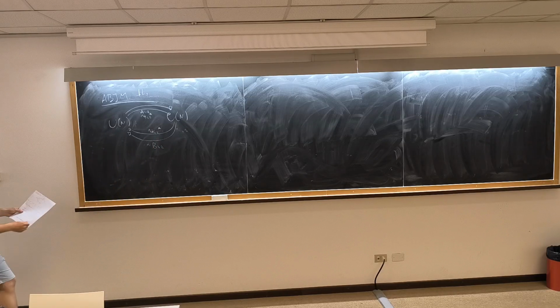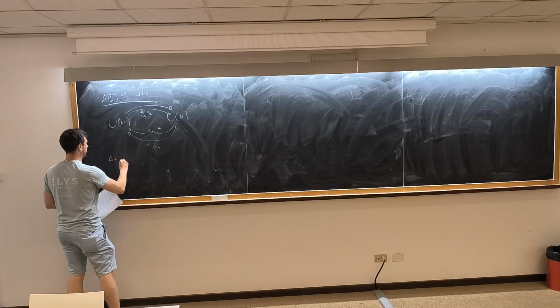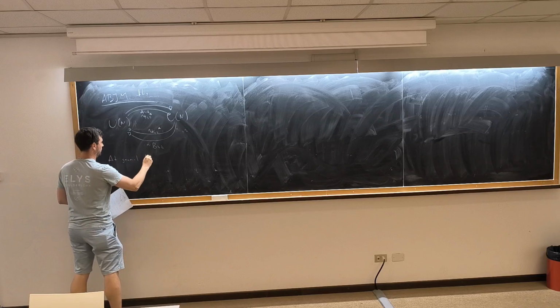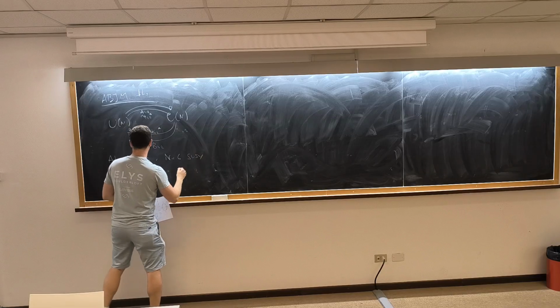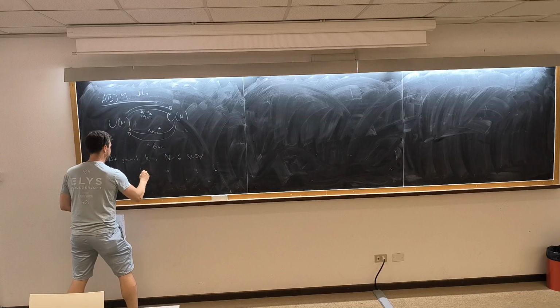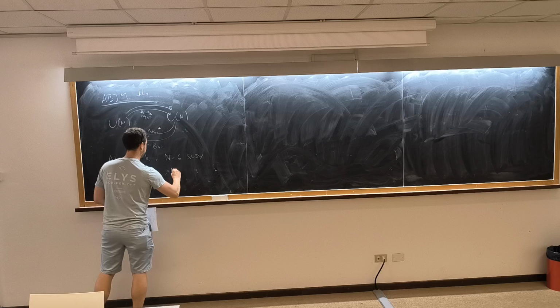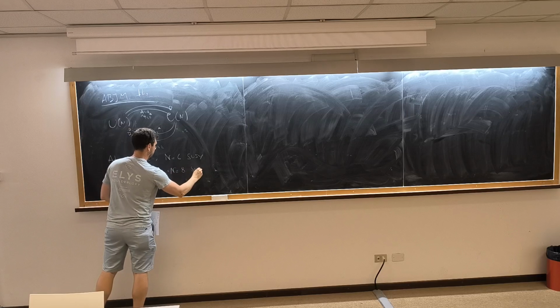Okay. So at general K, the theory has N equals 6 SUSY. But there's a famous enhancement at K equals 1 and 2, where the theory has N equals 8 SUSY.